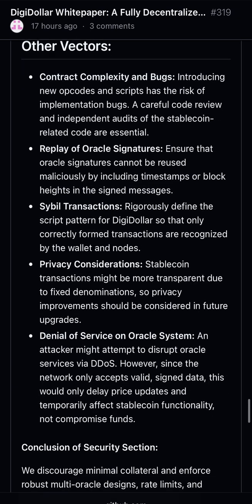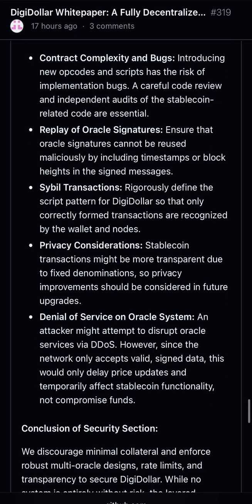Other vectors. Contract complexity and bugs. Introducing new opcodes and scripts has the risk of implementation bugs. A careful code review and independent audits of the stablecoin-related code are essential. Replay of Oracle signatures: ensure that Oracle signatures cannot be reused maliciously by including timestamps or block heights in the signed messages. Sybil transactions: rigorously define the script pattern for DigiDollar, so that only correctly formed transactions are recognized by the wallet and nodes.